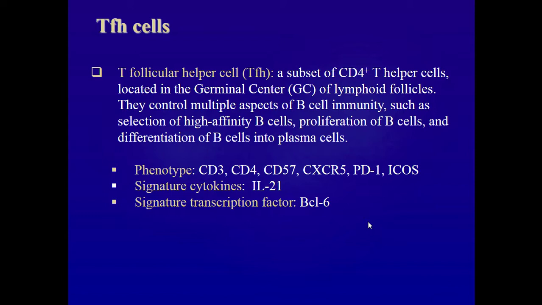The T follicular helper cell signature cytokine is IL-21, and they also secrete a little bit of IL-10, but the majority is IL-21. IL-21 plays a major role in making B cells proliferate and differentiate into plasma cells. The signature transcription factor is BCL6, which is what our small molecule inhibitor targets.